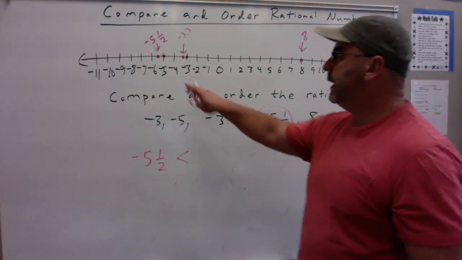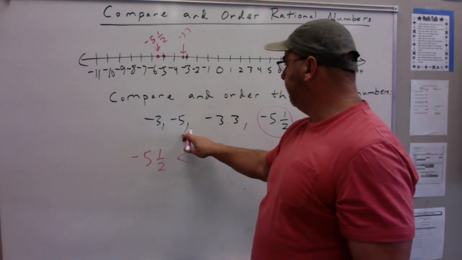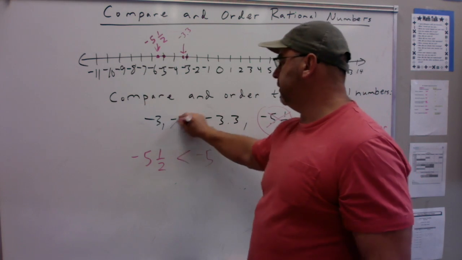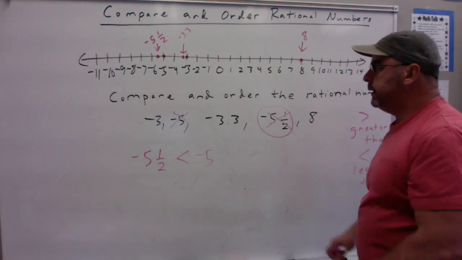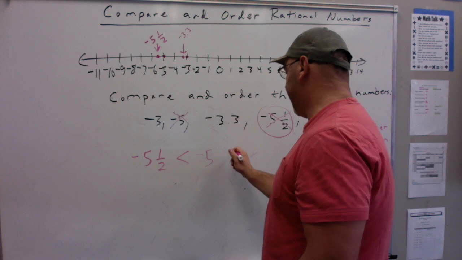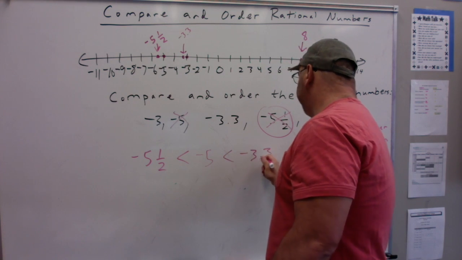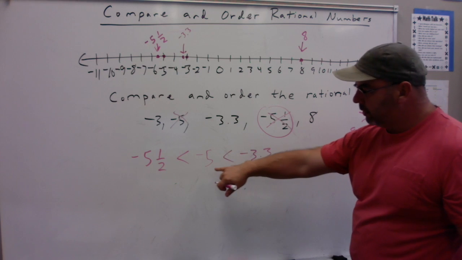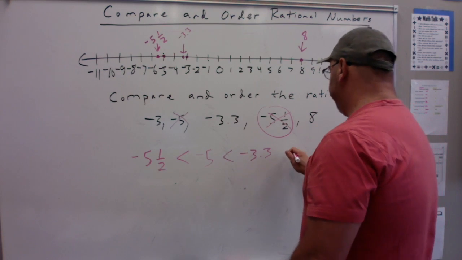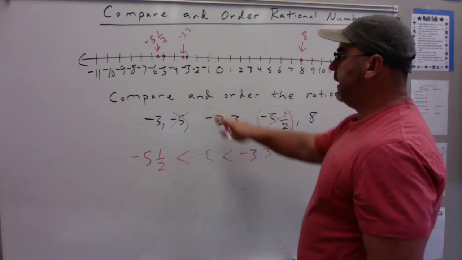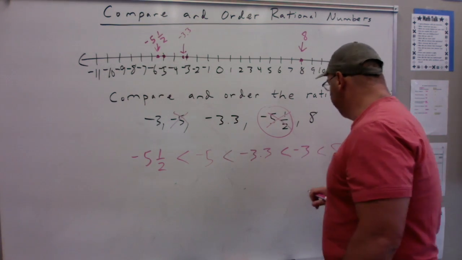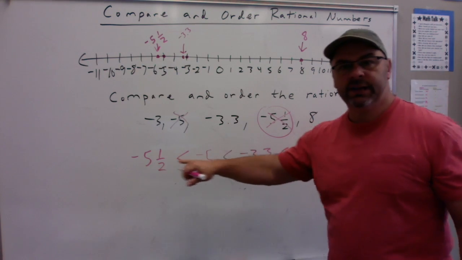So what's next? -5.5. What's next? -5. Okay? So I put this one in there. I'm going to cross this one out, put this one in there. What's next? Is -3 next? Nope. -3.3 is next. So that's going to be a little bit bigger. Even though the number is smaller than the 5, it's less negative. So it's farther to the right. Okay? Now finally, we got -3 over here. And of course, what's the biggest number? 8. So is 8 bigger than all of these numbers?